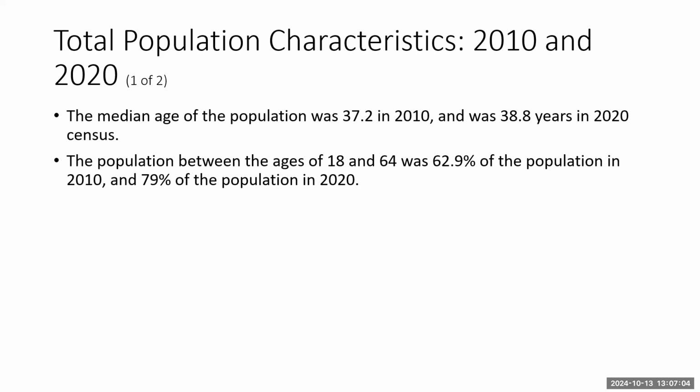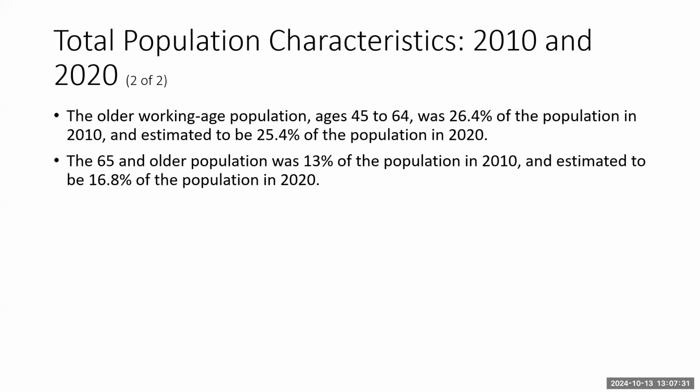This looks at the median age, how we are getting older. So the median age of everyone together in the census was 37. Now it's almost 39 in 2020. If we look at people between the ages of 18 and 64, that was 62% of the population in 2010, and now it's 79% of the population. So we are getting older.